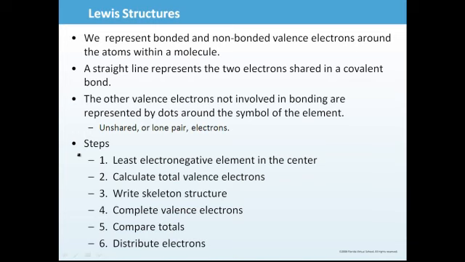There are some steps that we need to follow to draw the Lewis structures, and we're going to look at a couple that have been done, and then we'll do one together. First, we take the least electronegative element and put it in the center. Secondly, we calculate the total valence electrons, write the skeleton structure, complete the valence electrons, and compare the totals to make sure we're using the right number of electrons. If we're not, then we need to redistribute those electrons to make it correct.